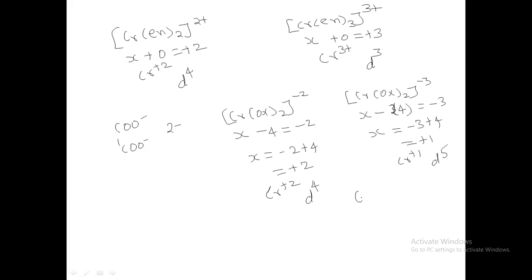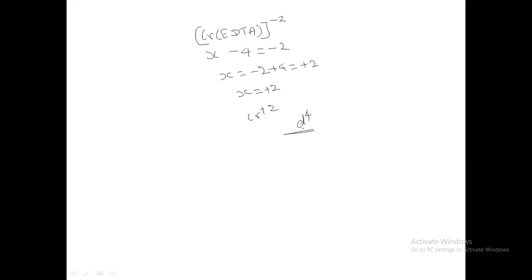Suppose I modify it like this: chromium oxalate twice, instead of minus 3, I will get minus 4. So X minus 4 is equal to minus 4. So X is equal to minus 4 plus 4, which is 0. So I can modify the oxidation state by varying the charges. By this way, you can modify. You can write your own complexes however you like.